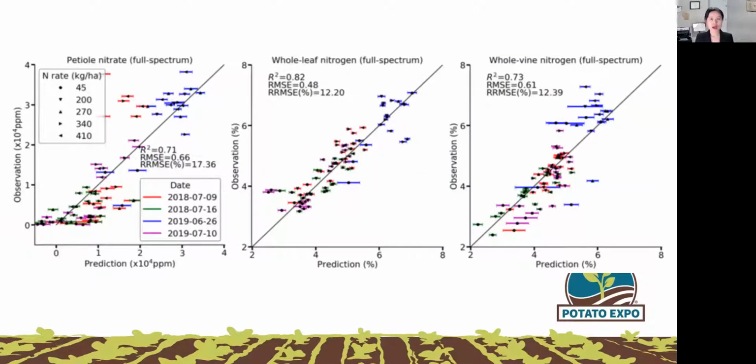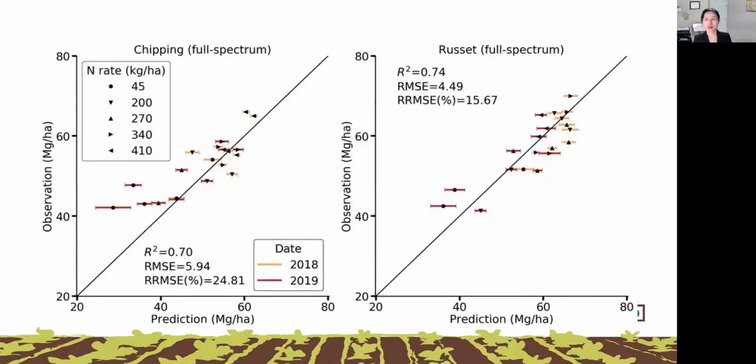These graphs are showing how we can use modeling to predict the plant nitrogen status, including petiole nitrate, whole leaf total nitrogen, and whole vine total nitrogen. And the reflectance is from the full spectrum. Overall, we got good prediction. The R-square ranges from 0.72 to 0.82. And we're starting to build up the confidence that the remote sensing images are sufficient or good enough to predict the in-season nitrogen status.